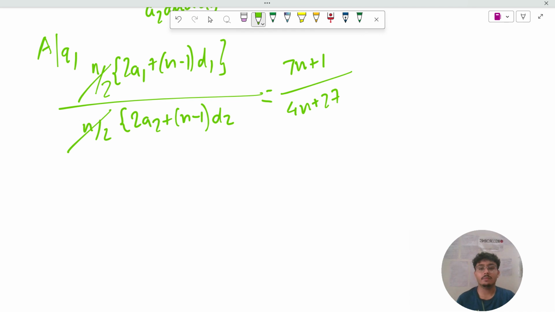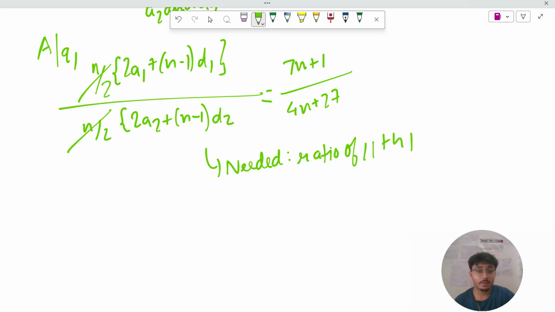What do we need? We basically need the ratio of the 11th terms. So in my first series, what will be my 11th term? It would be A1 plus (n minus 1) into D. So T11 would be A1 plus 10 D1, and here also T11 would be A2 plus 10 D2.